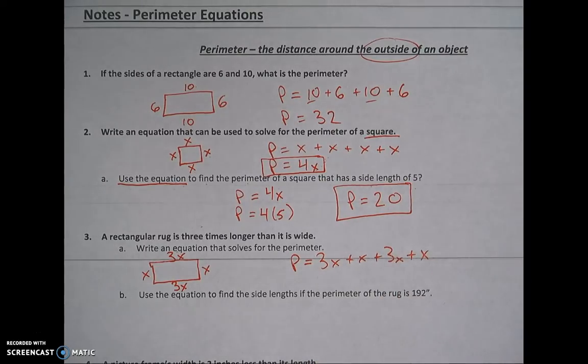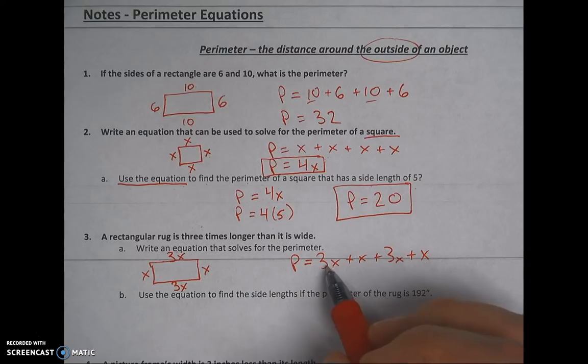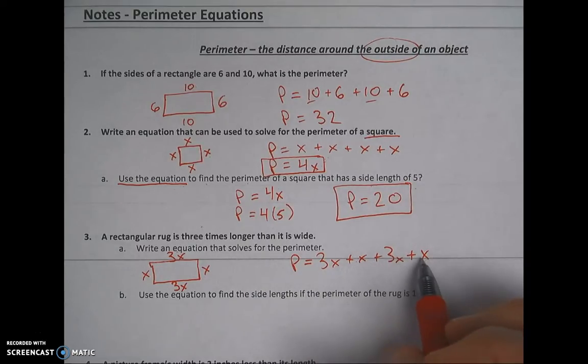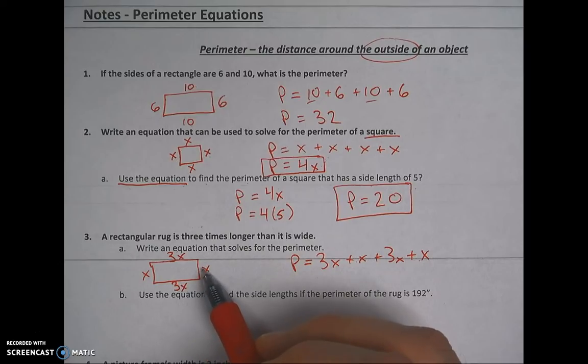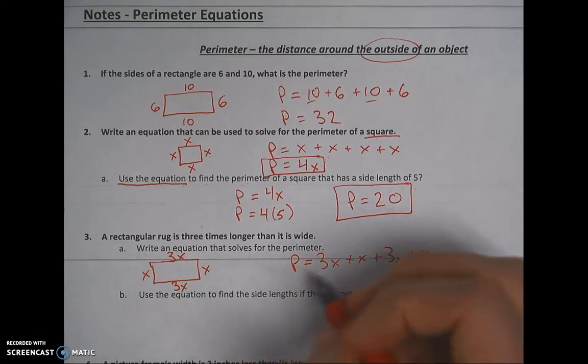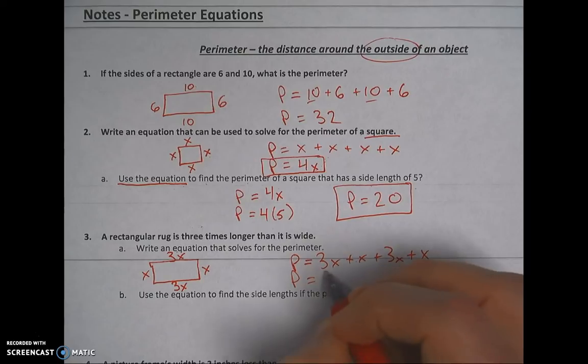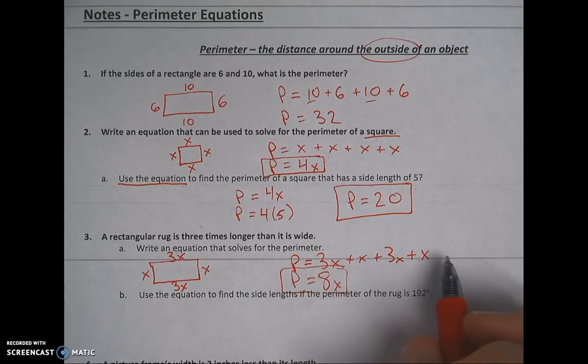And ideally you want to simplify. So this is a 3x and a 1x and a 3x and a 1x. So if you combined all of those, 3 and 3 is 6, plus 1 is 7, plus another 1 is 8. So the simplified version of this says P equals 8x. And you can jump directly to that. I don't need to see the long one written out.